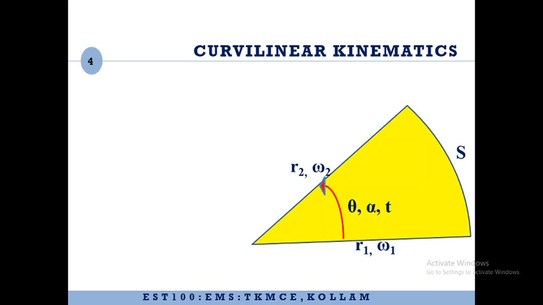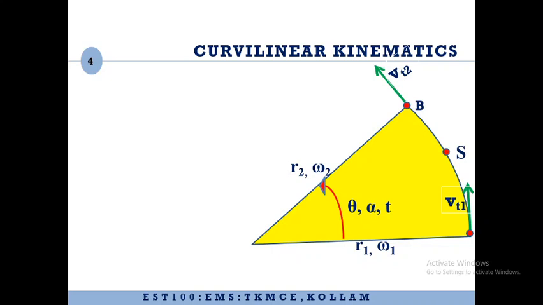Now let us consider a particle entering a curved path at a point A with a velocity vt1. Its corresponding angular velocity will be omega 1, and the radius of the path, let it be r1, and it leaves the path at a point B. Tangential velocity is vt2, the corresponding angular velocity is omega 2 and radius is r2.